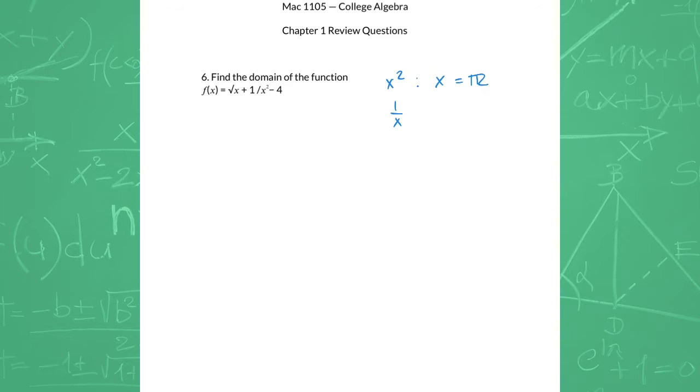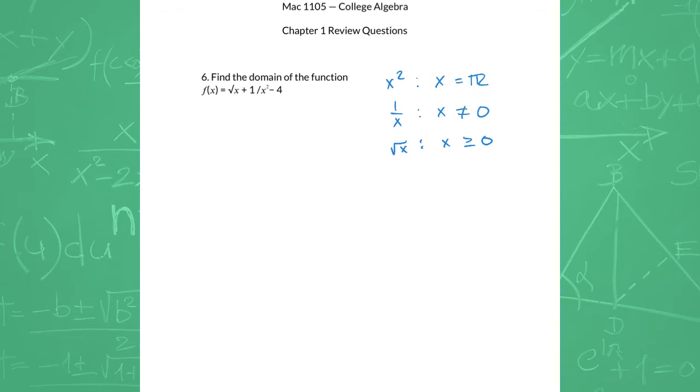Now for the expression 1 over x, the domain is all real numbers except for 0. Because if we have a rational function and the denominator is equal to 0, the function is undefined. Now for the square root of x, the domain is all real non-negative numbers. X must be greater than or equal to 0 because we cannot have a negative number in the radicand of a square root.